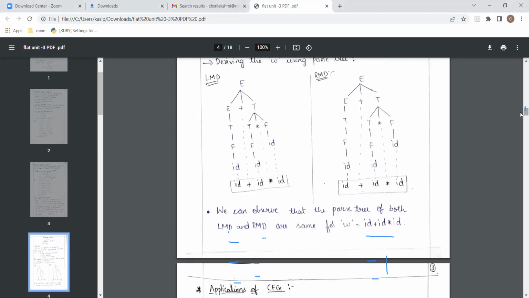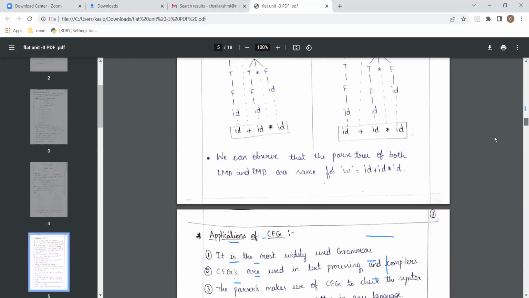Yes. So the same parse tree we are going to get for this particular leftmost derivation and the rightmost derivation also. See here, the same parse tree we are going to get. If you derive that particular string, ID plus ID into ID, the same parse tree we are going to get. It is not compulsory that for each and every string we get the same parse tree, but for this particular string we are getting the same parse tree here.